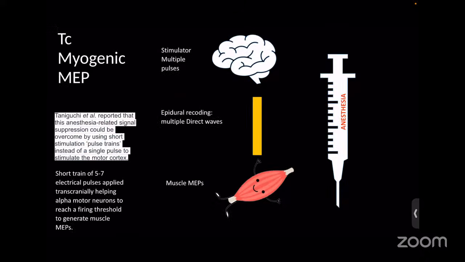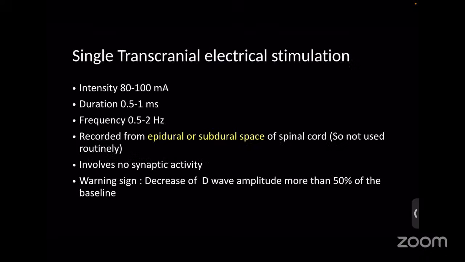So that is when Taniguchi et al. reported that this anesthesia-related signal suppression could be overcome by using short stimulation pulse streams. That is, instead of a single impulse, now transcranially you're giving around 5 to 7 electrical pulses, and it helps these motor neurons reach a firing threshold and generates MEPs. So this is the concept of the transcranial myogenic MEP we use now.